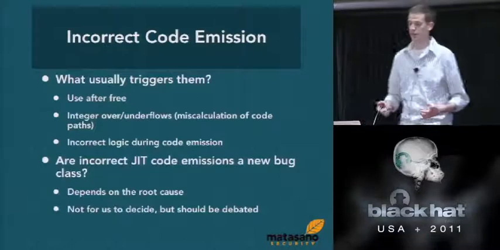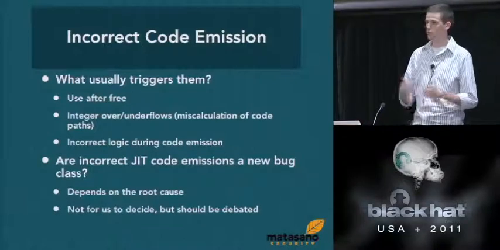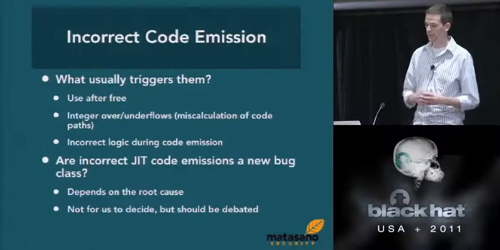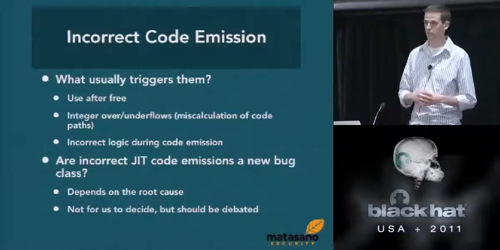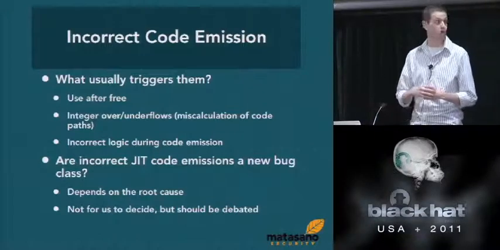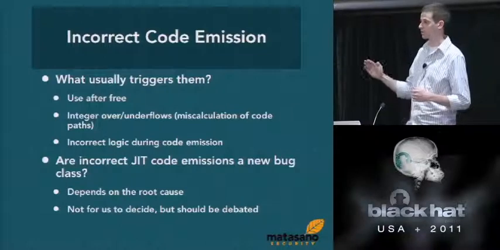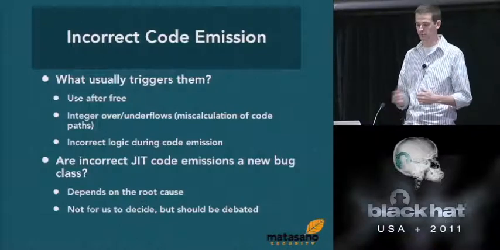So what usually triggers these kinds of bugs? In the case of the Mozilla bug, the use after free is what happened. Of course, integer-related bugs can certainly come into play here, when you're writing code to memory and where other code is stored and branching to that other code. It's a lot to keep track of.